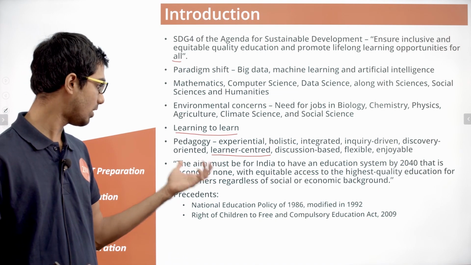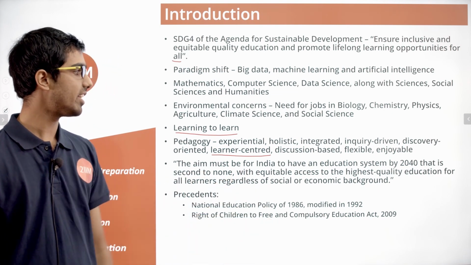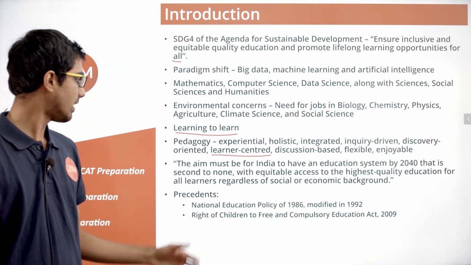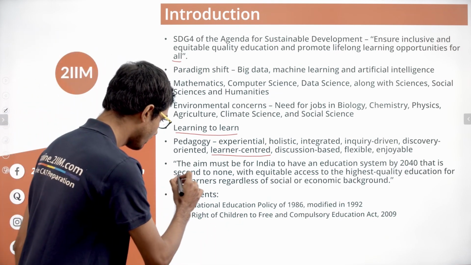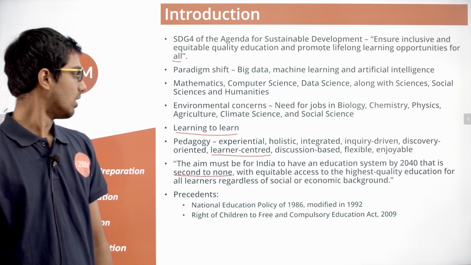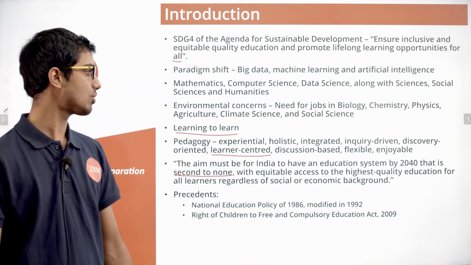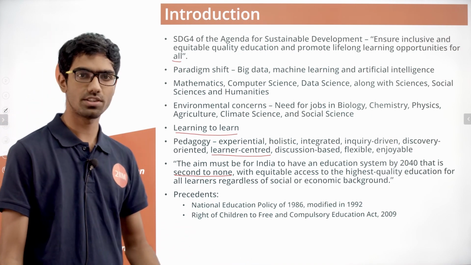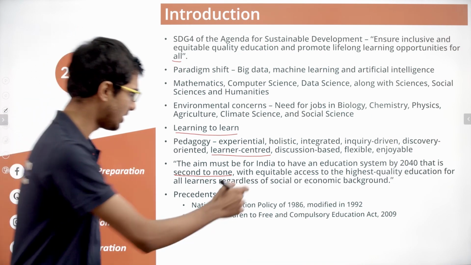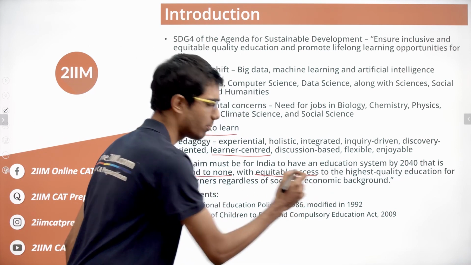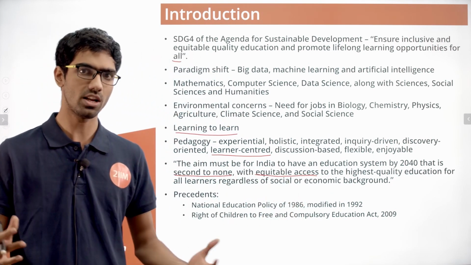If we may sum it up in one line, the aim must be for India to have an education system by 2040 that is second to none, with equitable access to the highest quality education for all learners regardless of social or economic background. So with equitable access, this has been touched upon for quite some time in various laws.